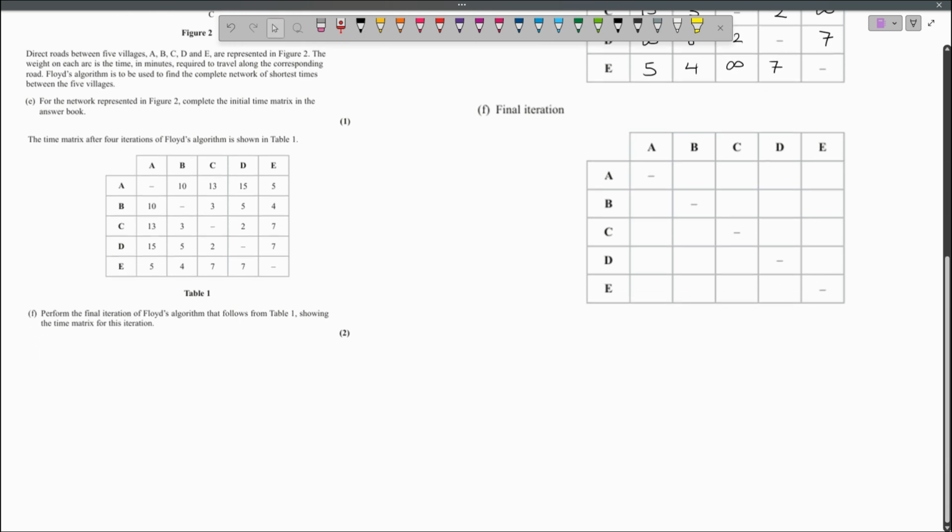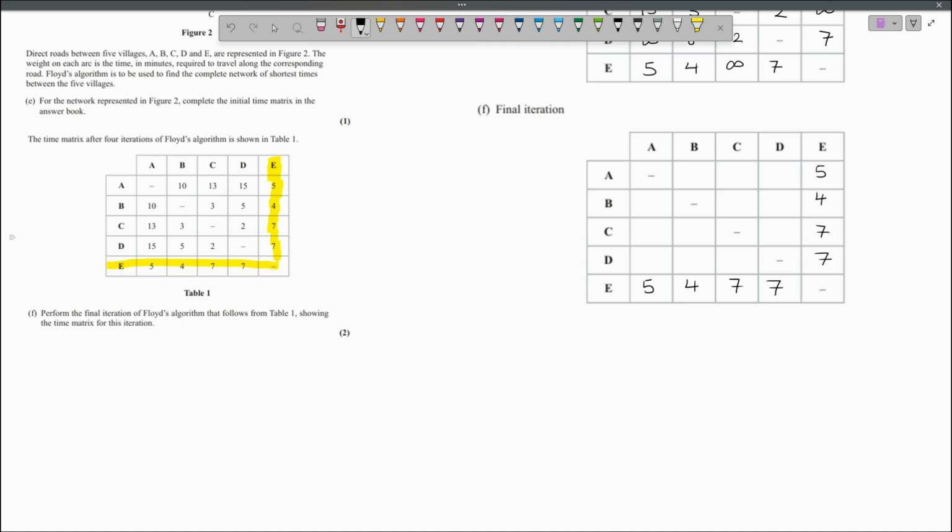Excellent. So now we're told, and we're given the time matrix after 4 iterations of Floyd's algorithm. And we're asked to perform a final iteration. So I'm actually going to shade in my final row and column, just so I know what values are staying the same. And now that I know these values are staying the same, I can copy them directly. And now I need to consider whether any of these values are going to be reduced.